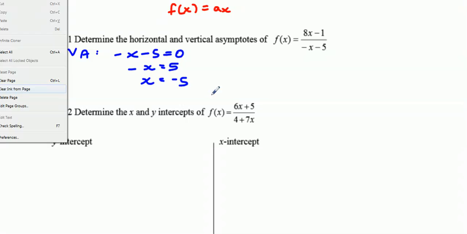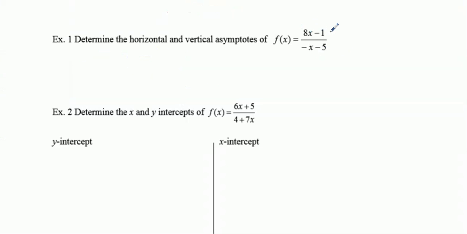Okay, clearing from page. It says, determine the horizontal and vertical asymptotes of f of x equals 8x minus 1 over minus x minus 5. Linear in the top, linear in the bottom. This is no longer a reciprocal linear function. That would have only had a number, a constant in the top, and so usually 1. So we know that we're going to have to use some of our rules. So let's just write this down again.